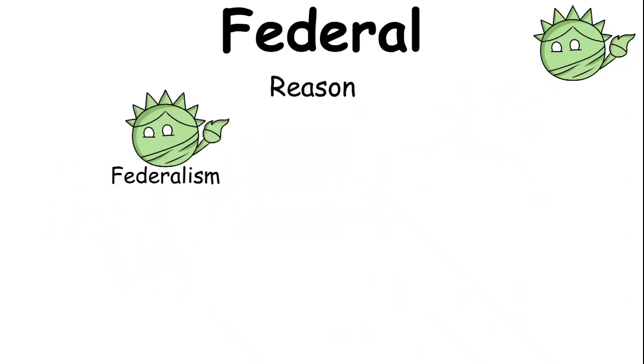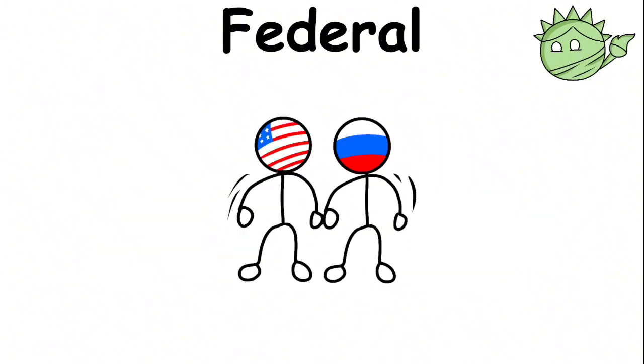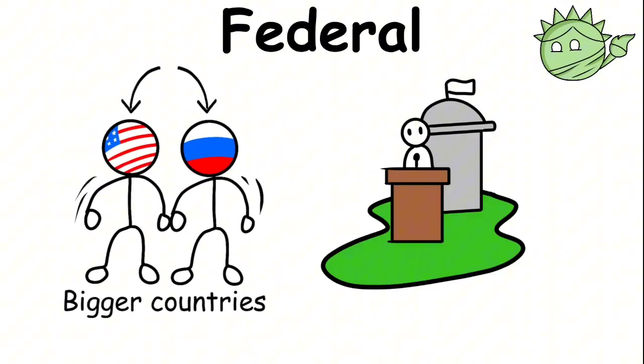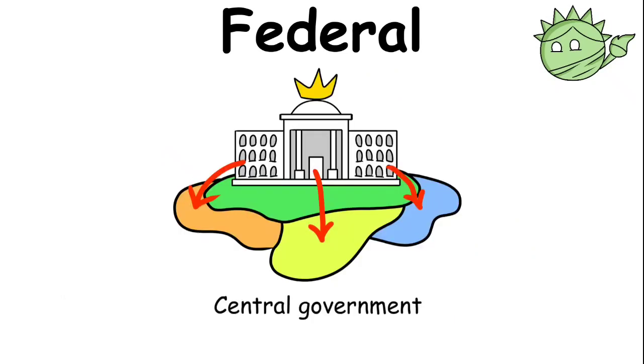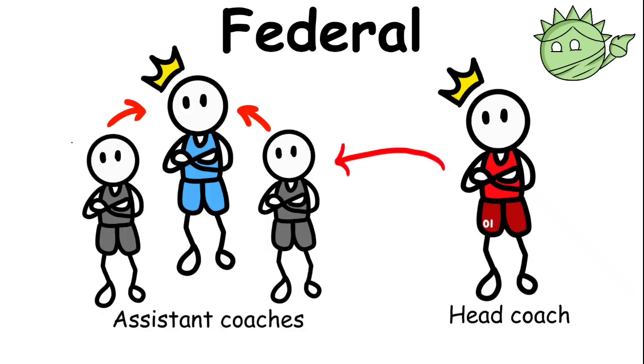The reason why federalism wants to decentralize some of the functions of the government is to promote efficiency. This is usually the case for bigger countries, because it's easier for smaller territories to govern themselves than allowing a central government to govern an entire nation. It's similar to how the head coach of a sports team needs to delegate roles to his assistant coaches.